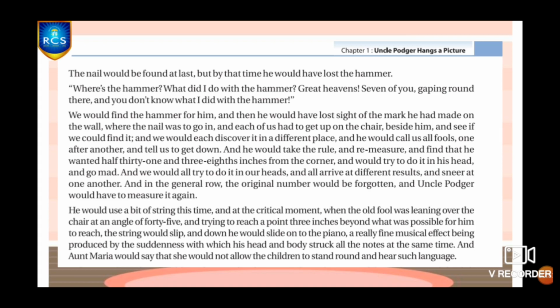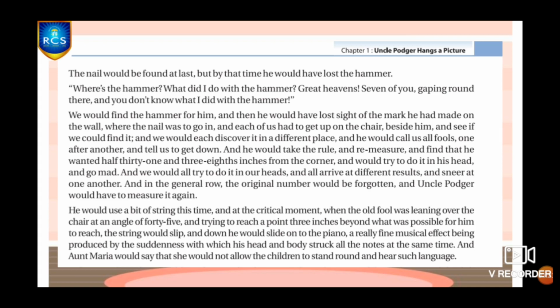You would find the hammer for him, and then he would have lost sight of the mark he had made on the wall, where the nail was to go in. And each of us had to get up on the chair beside him and see if we could find it. And we would each discover it in a very different place. And he would call us all fools, one after another, and tell us to get down. And he would take the rule and remeasure and find that he wanted half of 31 and 3/8 inches from the corner, and would try to do it in his head and go mad.